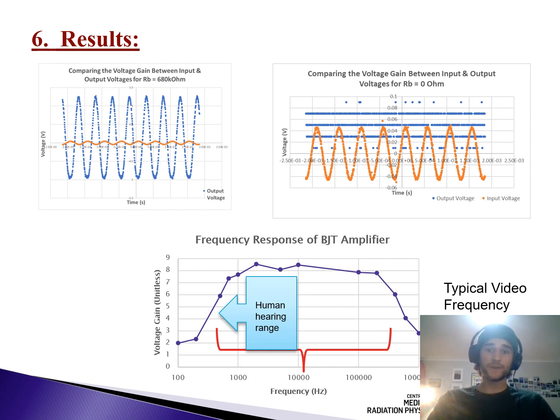R.J. Smith's Circuits, Devices and Systems textbook states that the human hearing range is from 20 Hz to about 20,000 Hz. Additionally, the typical video frequency range occurs at frequencies greater than 2 million Hz. In the context of this experiment, the circuit would therefore only be suitable as an audio amplifier.